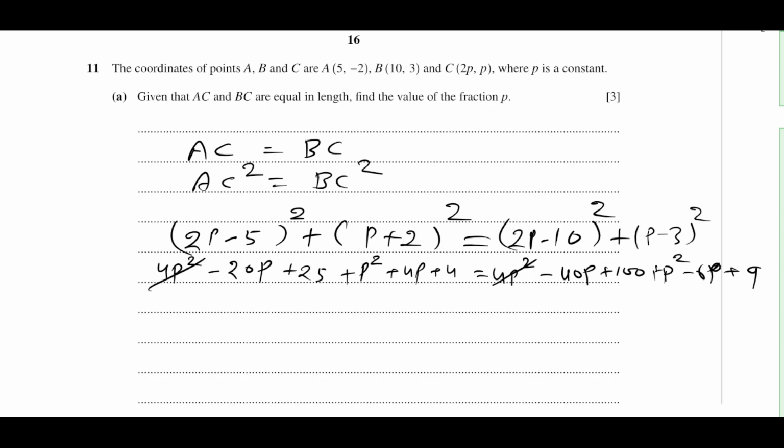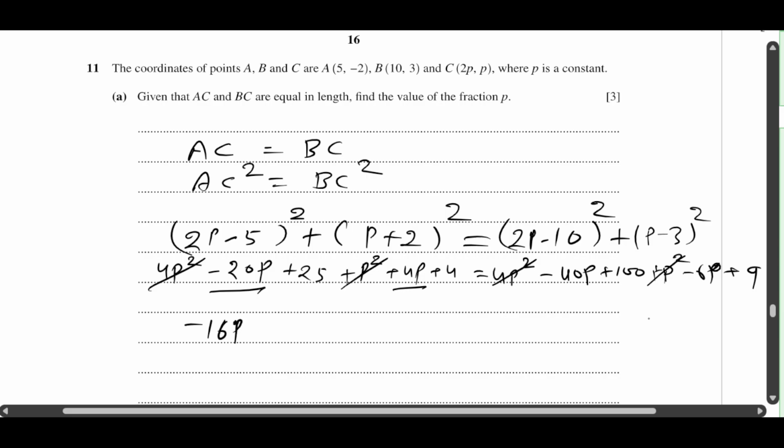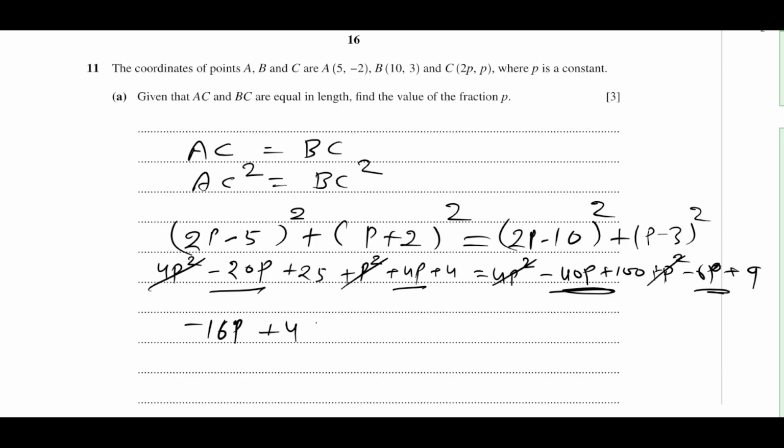Now this 4P square will cancel. P square is cancelled. Minus 20P plus 4P is minus 16P. Here minus 40P, minus 6P, minus 46P, it will come here and become plus 46P. This is equal to the numbers, I will write on the positive side only. So this is 100 and this is 9. On the left side, the numbers we have are 25 and 4.